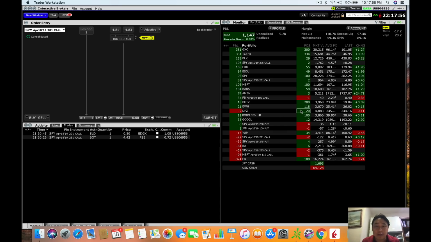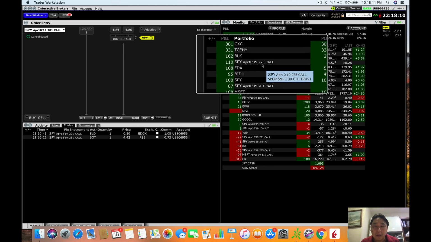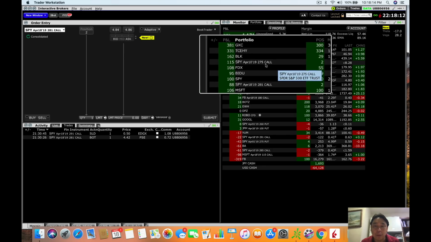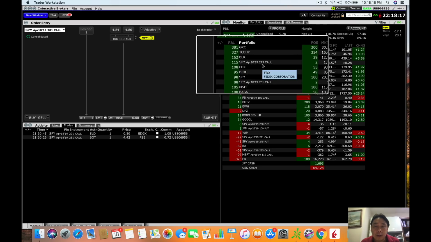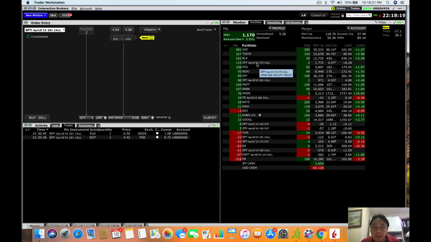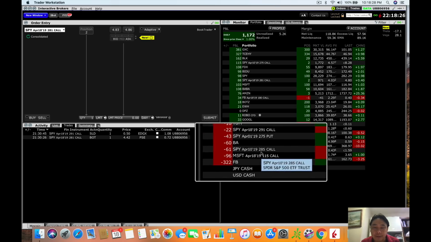As you can see, I've got several other call spreads I've opened previously. Yep, this is the one. This was the 275 call which I opened. This has a P&L of $115. Okay, there's a 275 call, and pairing with that call, that's a 285 short call, right?